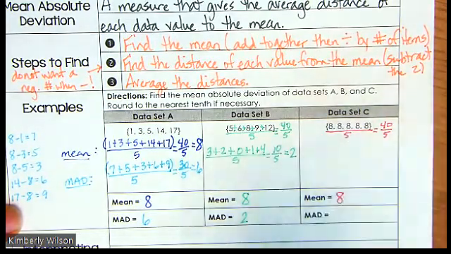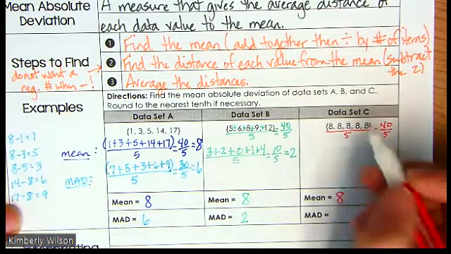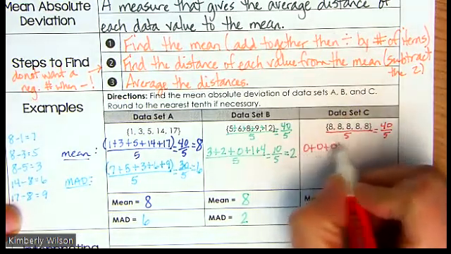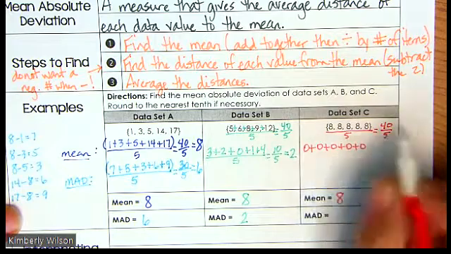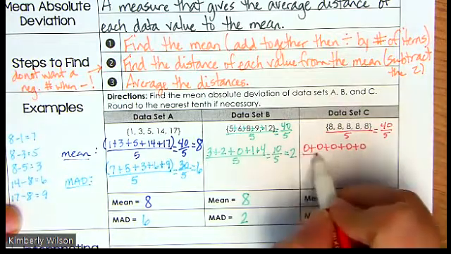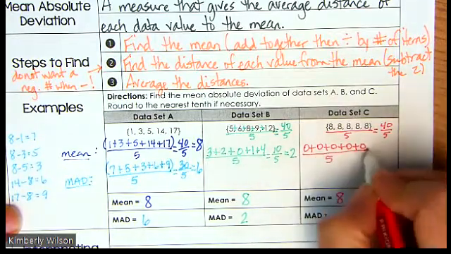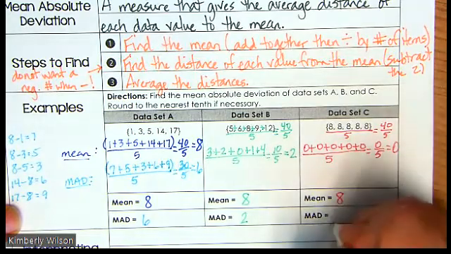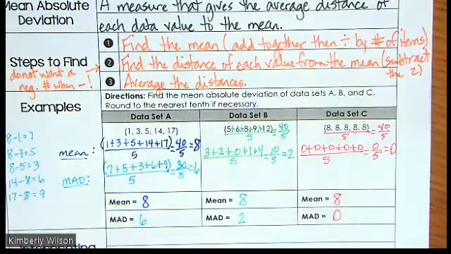So therefore, when I find the distance between them, 8 minus 8 is 0, plus 0, plus 0, plus 0, plus 0, all divided by 5, which gives me 0 divided by 5, which is 0. So my mean absolute deviation, which means there's no deviation in the data, is 0.